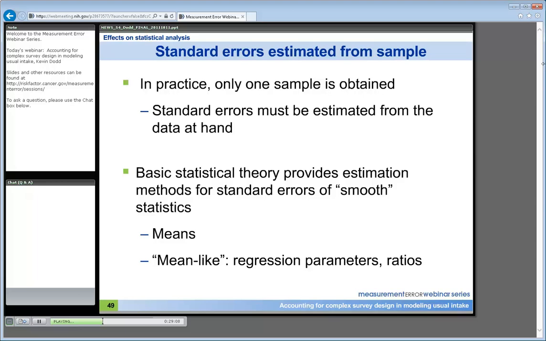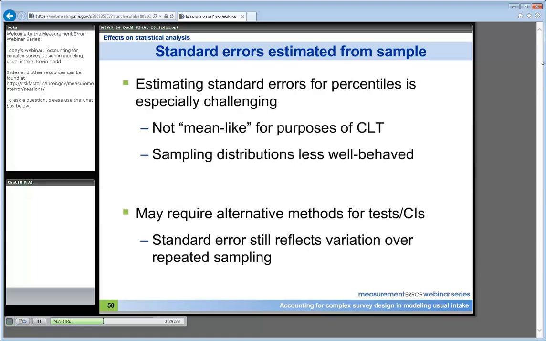And when statisticians develop these theoretical methods, they often use the words smooth versus non-smooth to differentiate between estimators that have well-behaved asymptotic properties and estimators that don't. So luckily, most of the estimators that we deal with in practice fall into the smooth or well-behaved category. For example, means and other what I call mean-like statistics, such as regression slopes or ratios of means. On the other hand, empirical percentiles, such as medians, or functions thereof, like interquartile ranges, are classic examples of the sort of non-smooth estimators for which standard error estimation is especially challenging.